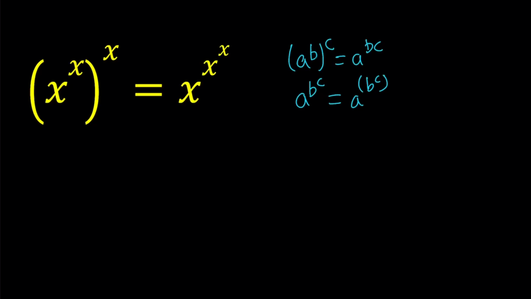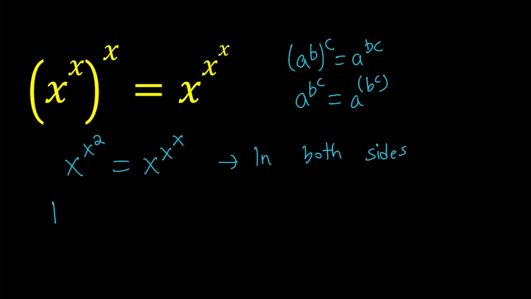So let's go ahead and use the rule for the power of a power. In this case, it would be x to the power x times x, which is x squared. And that equals x to the power x to the power x. Let's go ahead and ln both sides. And ln is the natural logarithm here.